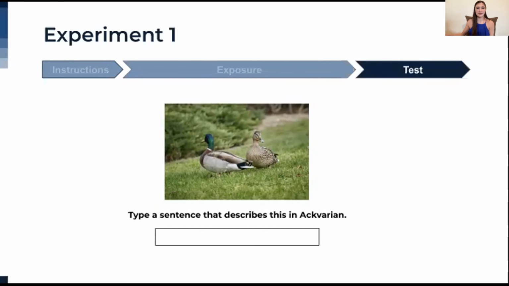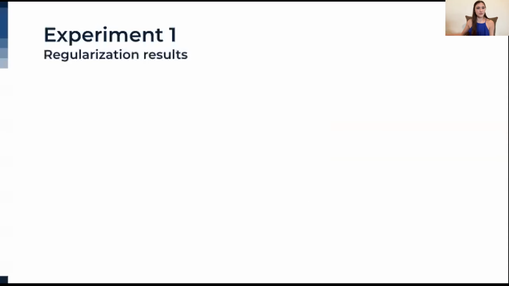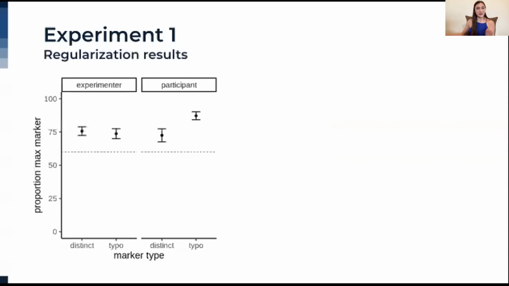There were 48 of these, with each noun occurring 8 times. So remember, we are hypothesizing here that participants should regularize more in the participant condition, since the instructions told them the input was from another participant and might contain mistakes, and that this should especially be true when the markers looked like typos. But here's what we found.